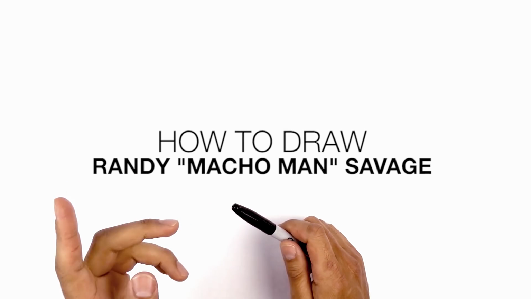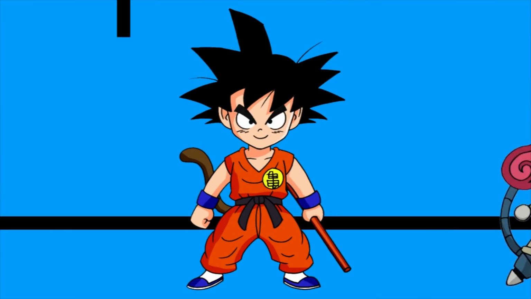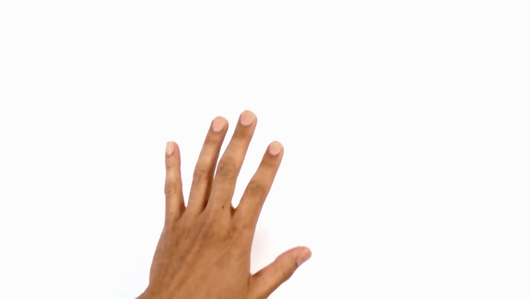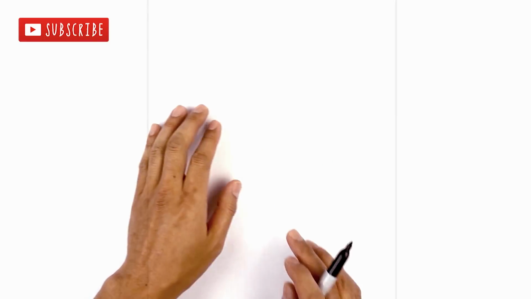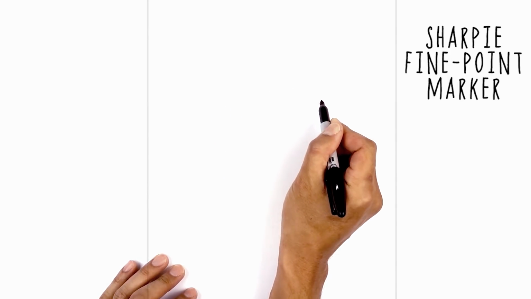Today I'm going to be showing you how to draw Randy, the Macho Man Savage. I'm going to get started in the center of our page with the glasses. So I'm going to start with the upper edge first. Starting on the left side, I want to curve up and then back down on the right side.